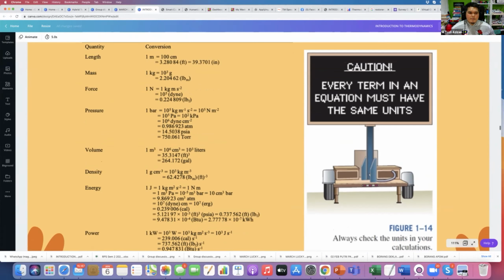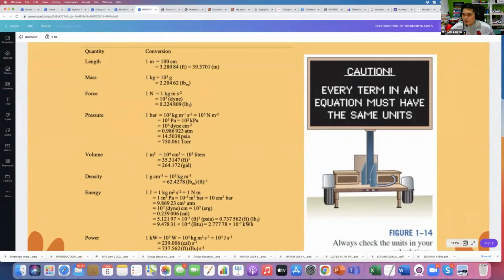For example, here, if you have a length of 1 meter, this is also equivalent to 100 centimeter. This is also equivalent to 3.28 feet, also equivalent to 39 inch. Okay, so this is AES unit. If let's say you have mass, for example, 1 kilogram is equal to 10 to the power of 3 grams, and it is 2.2 pound mass. Okay. For force as well, you have a different unit, 1 kilogram meter per second squared, and then it's also converted into 10 to the power of 5 dyne, right?